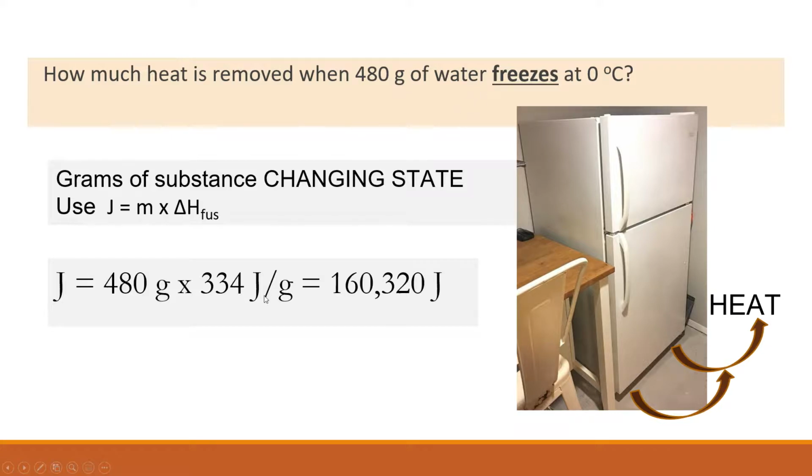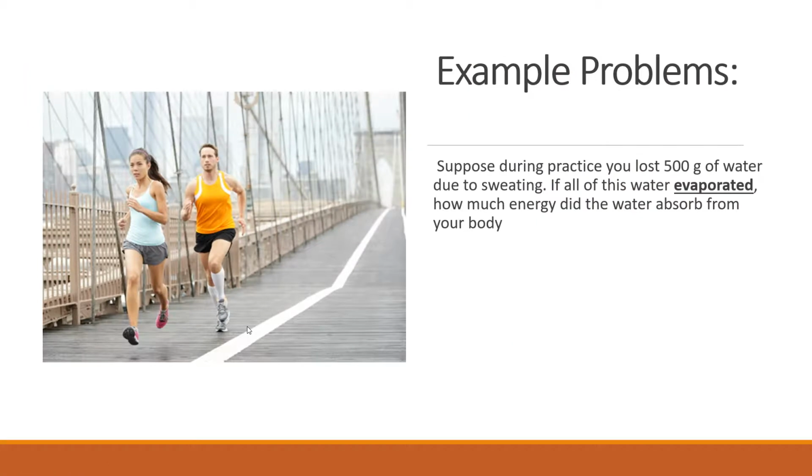The delta H fusion is 334 joules per gram. So it would be 160,000 joules that need to come out of your water to make it turn from liquid to solid.